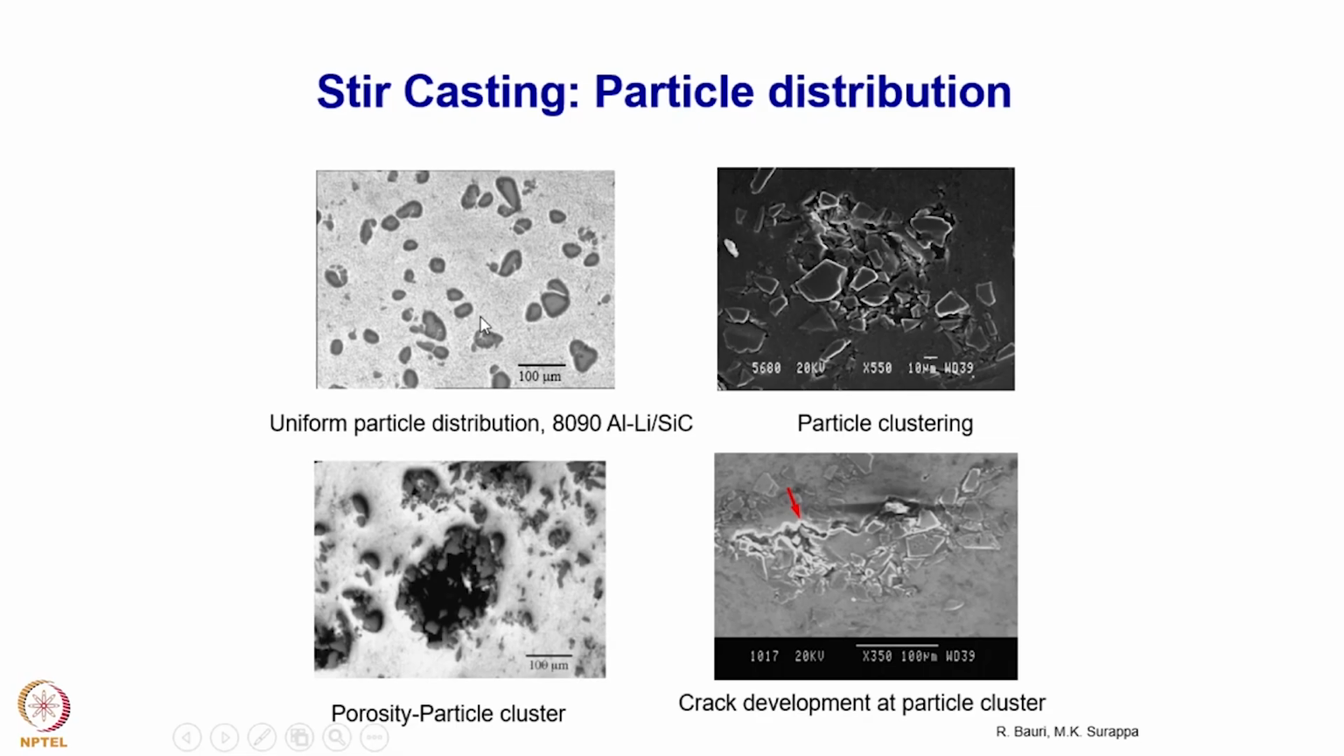The particle clusters can also get associated with the porosity. So here you can see an association of a particle cluster and a pore, and this is again not good for the composite because this kind of site also can act as a crack nucleation site and lead to early fracture. So the point to take home here is that you should have a composite material in which the reinforcement phase is homogeneously distributed for having good or improved properties in the material.